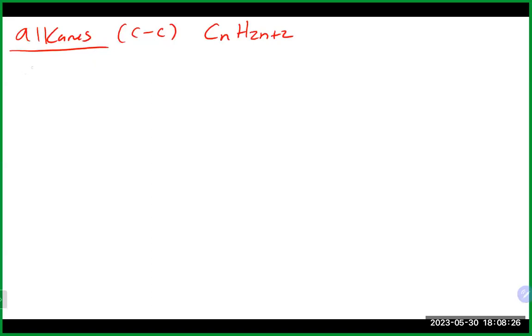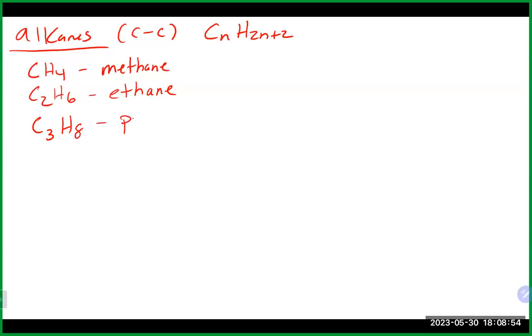So for example, if you had one carbon, 2 times 1 is 2, plus 2 means you have 4 hydrogens. That is what is known as methane. If you had 2 carbons, 2 times 2 is 4, plus 2 would be 6 hydrogens. That is known as ethane. If you had 3 carbons, that would get you 8 hydrogens. That is known as propane. If you had 4 carbons, that's 10 hydrogens. That is known as butane.